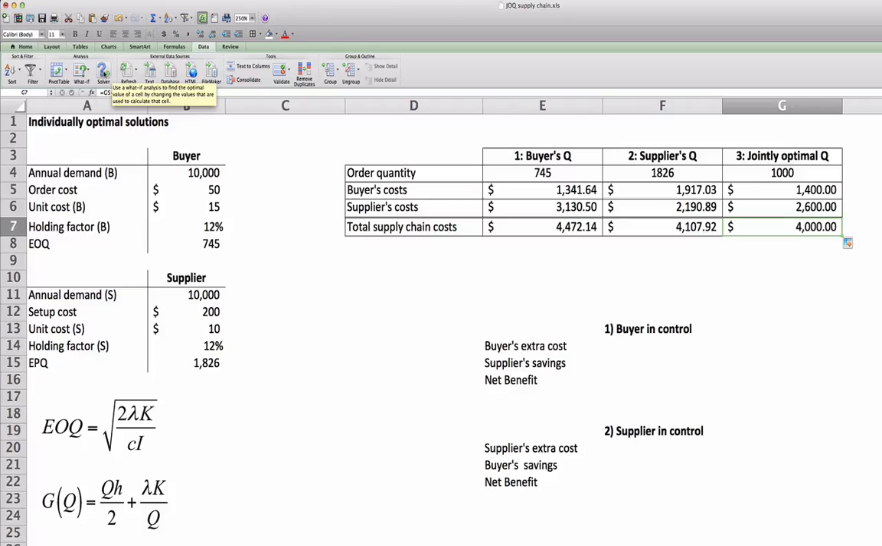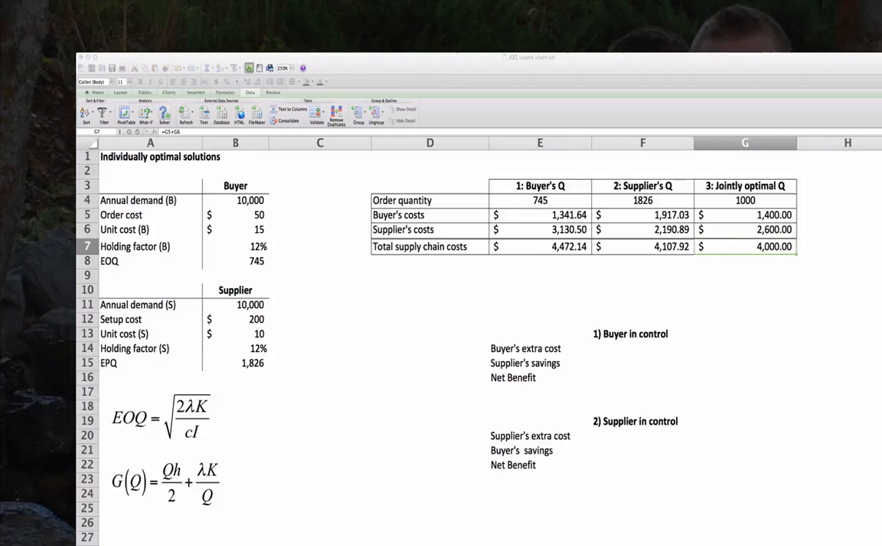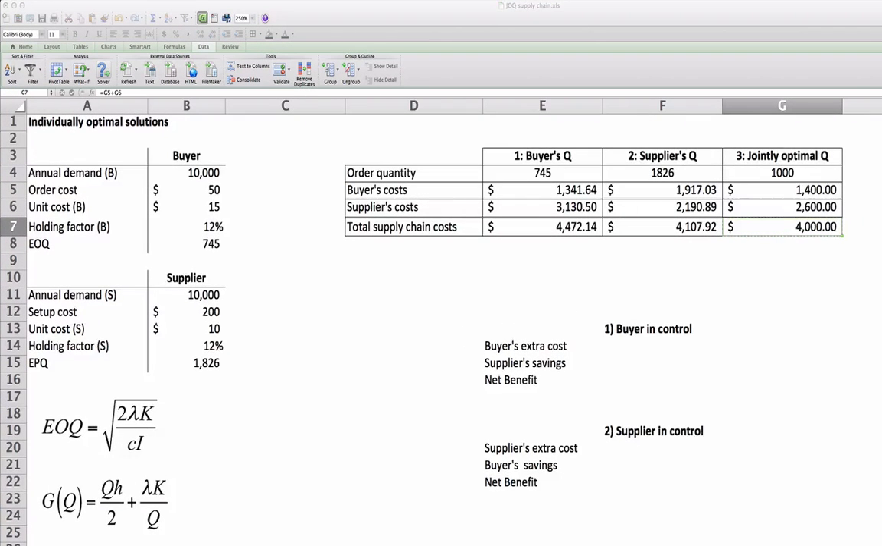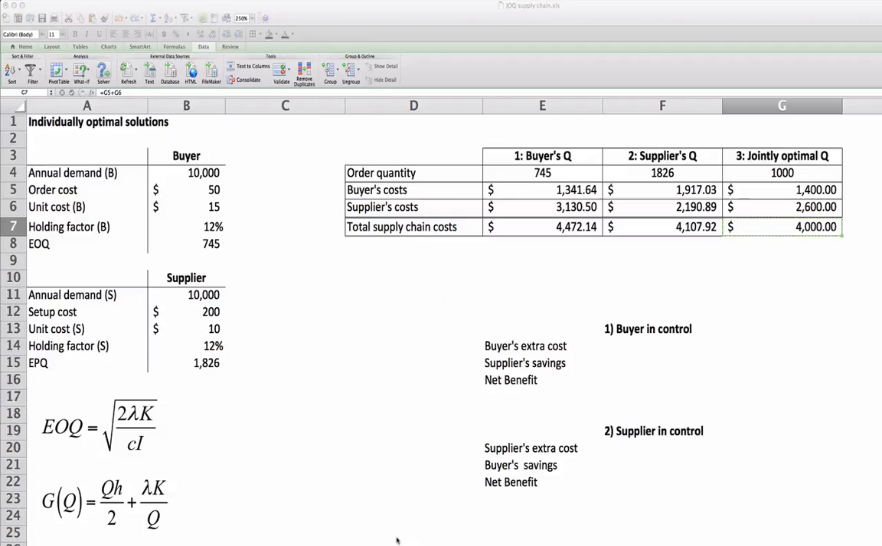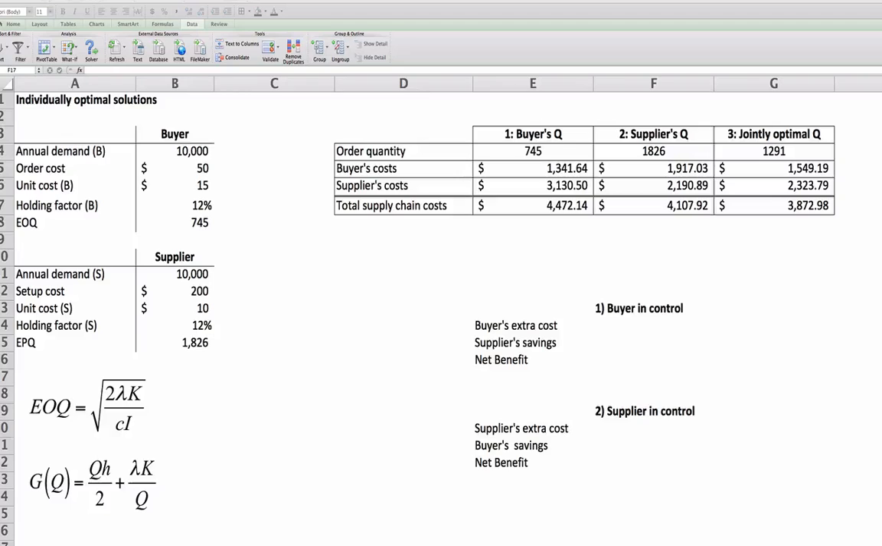So what I'll do is I'll use Solver to find this truly cost minimizing order quantity. So what I want to do is minimize the total supply chain costs by changing the value of this jointly optimal order quantity. I'll just click on Solve, and you see that the truly supply chain cost minimizing order quantity will be 1,229 units for a total supply chain cost of $3,873 roughly.